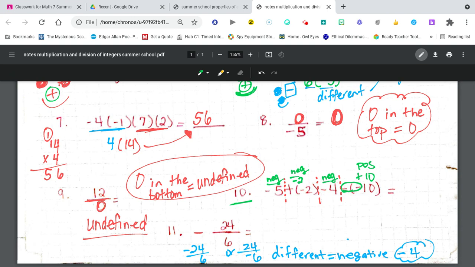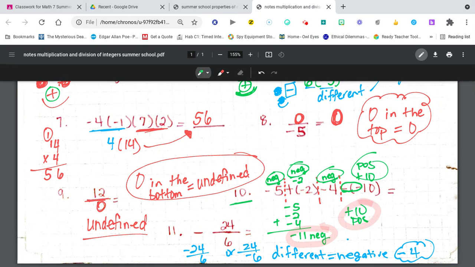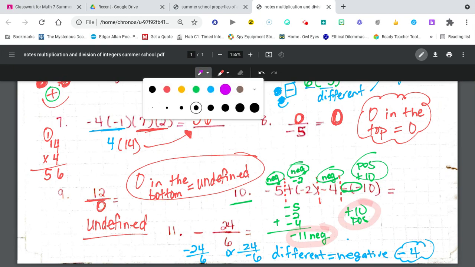So now I just got to group these. If they're the same, I'm supposed to add. So I'm going to add all of these that have negatives. Add negative 5 to negative 2 and negative 4. Add all those up because they're all the same. So that gives me negative 11. But I still have a positive 10. So the question becomes, what do I do with the negative 11 and the positive 10? Well, they're different. And when they are different, I subtract.